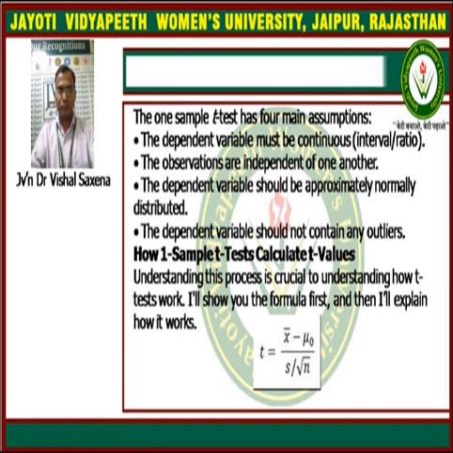So t is equal to x bar minus mu naught upon s divided by the square root of n. That is the formula for t. Here n is the size of the sample, and s is the standard deviation. x bar represents the mean value of the sample, and mu represents the theoretical mean value.